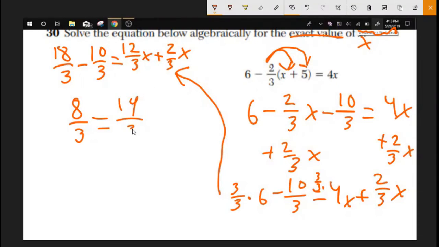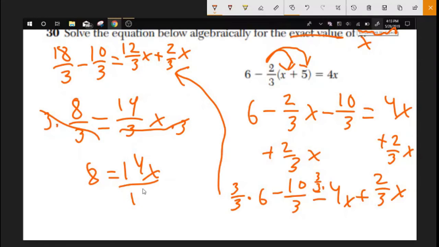14 over 3x. And how I'd start solving from here is I'd multiply each side by 3, so they can cancel the denominator on both sides. And now we have 8 is equal to 14x, and we just divide each side by 14. And we have our answer of 8 out of 14 is equal to x. And you can simplify that to 4 out of 7 is equal to x if you'd like.